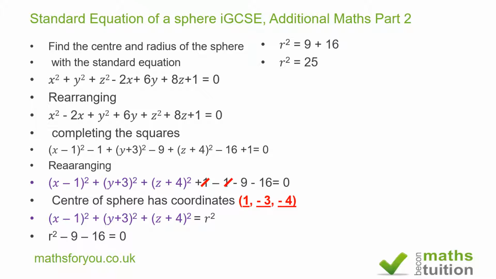If we then take the square root of both sides, the square root of r squared is r, and the square root of 25 is 5. So the radius of this sphere is 5.